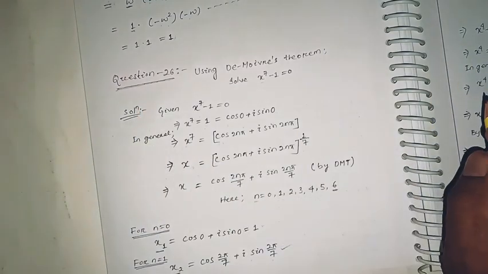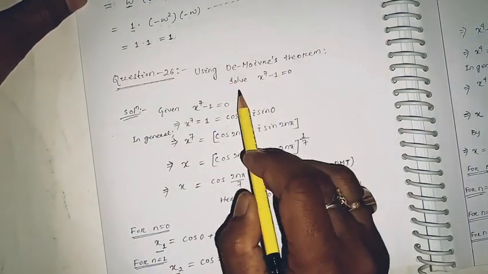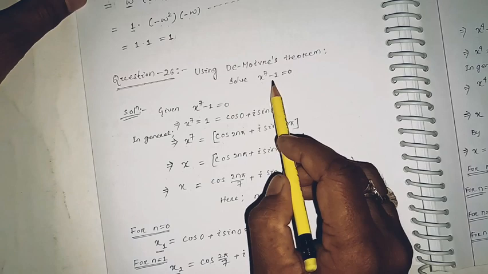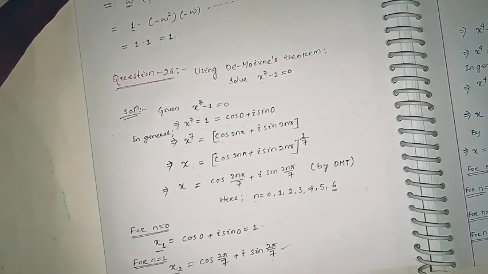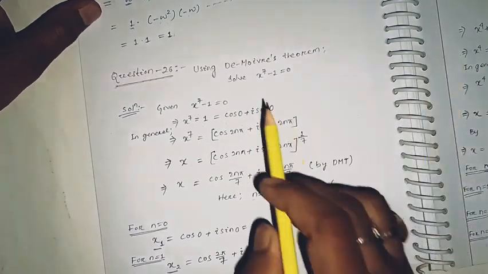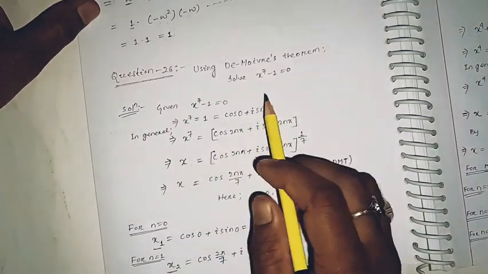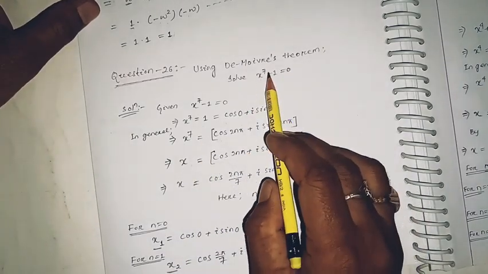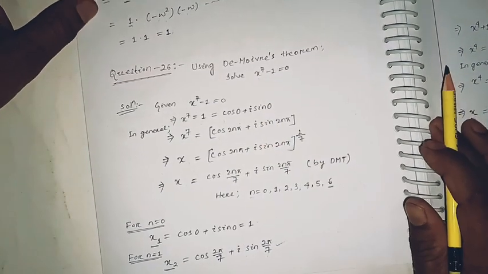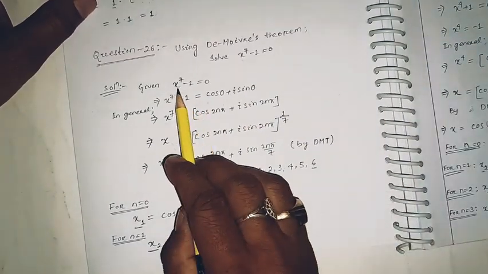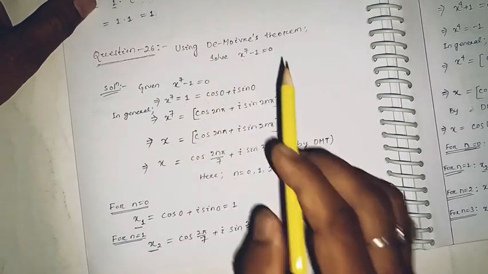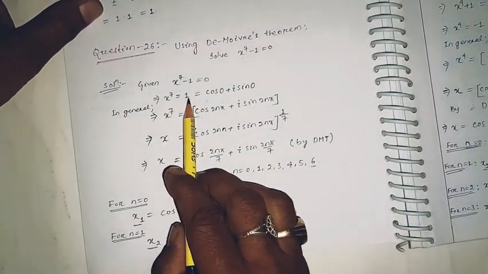Now question number 6. Using de Moivre's theorem, solve x to the power 7 minus 1 equal to 0. From this equation, we can easily understand that we have to find 7 roots because the power is 7. How are we going to find them? Here you can see x to the power 7 minus 1 equal to 0 is the given equation in the question. So x to the power 7 will be equal to 1.